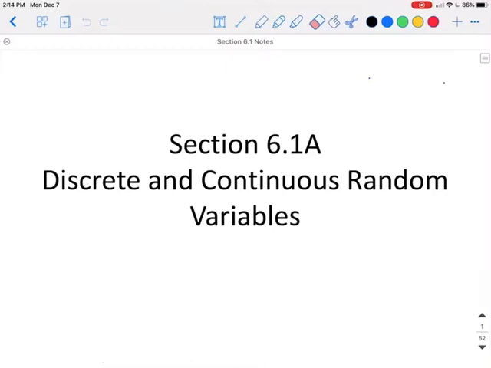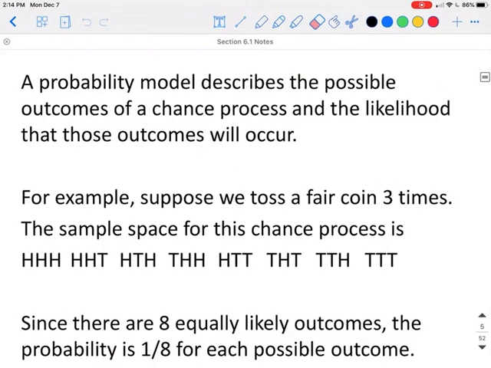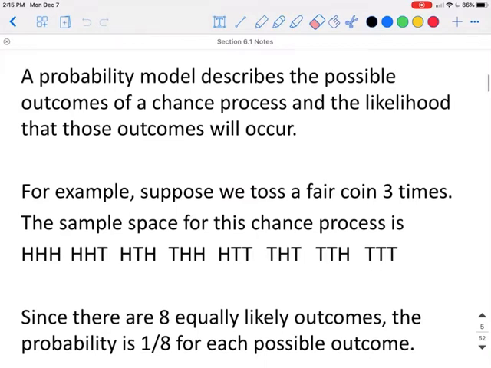This is section 6.1, part A, discrete and continuous random variables. A probability model describes the possible outcomes of a chance process and the likelihood that those outcomes will occur.